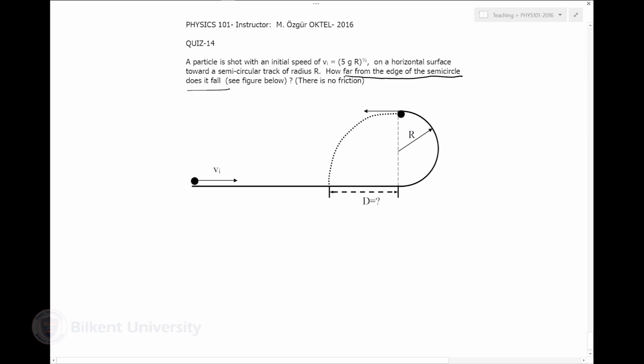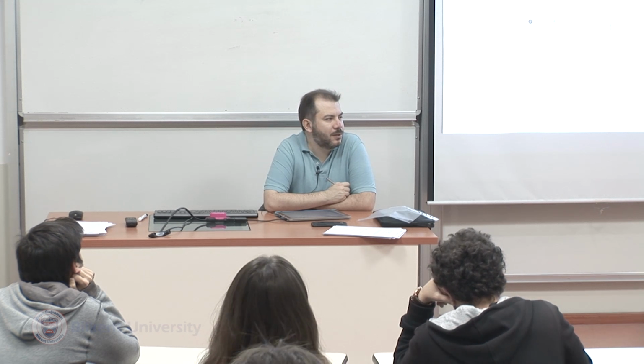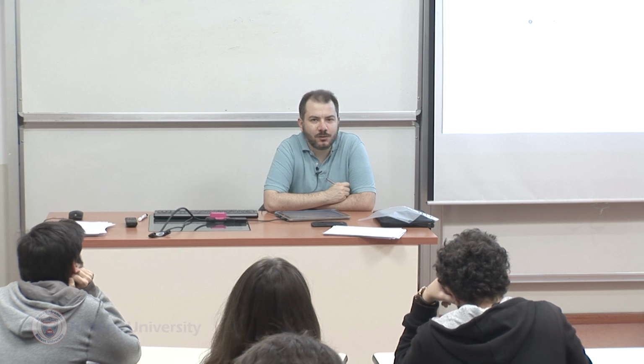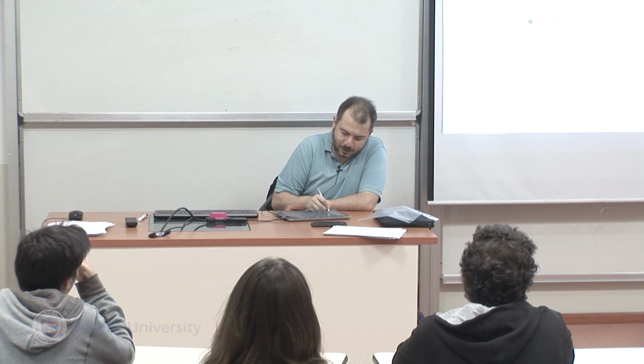particle fall. So the motion of the particle has two distinct parts. In the first part, the particle will follow the track. It will go through this semicircular track. And then it will actually reach the top of the semicircle with some velocity. Let's call this Vt, Vtop. Okay. What's the easiest way to calculate this velocity? During the motion, energy is conserved, right? So first, let's calculate Vt.